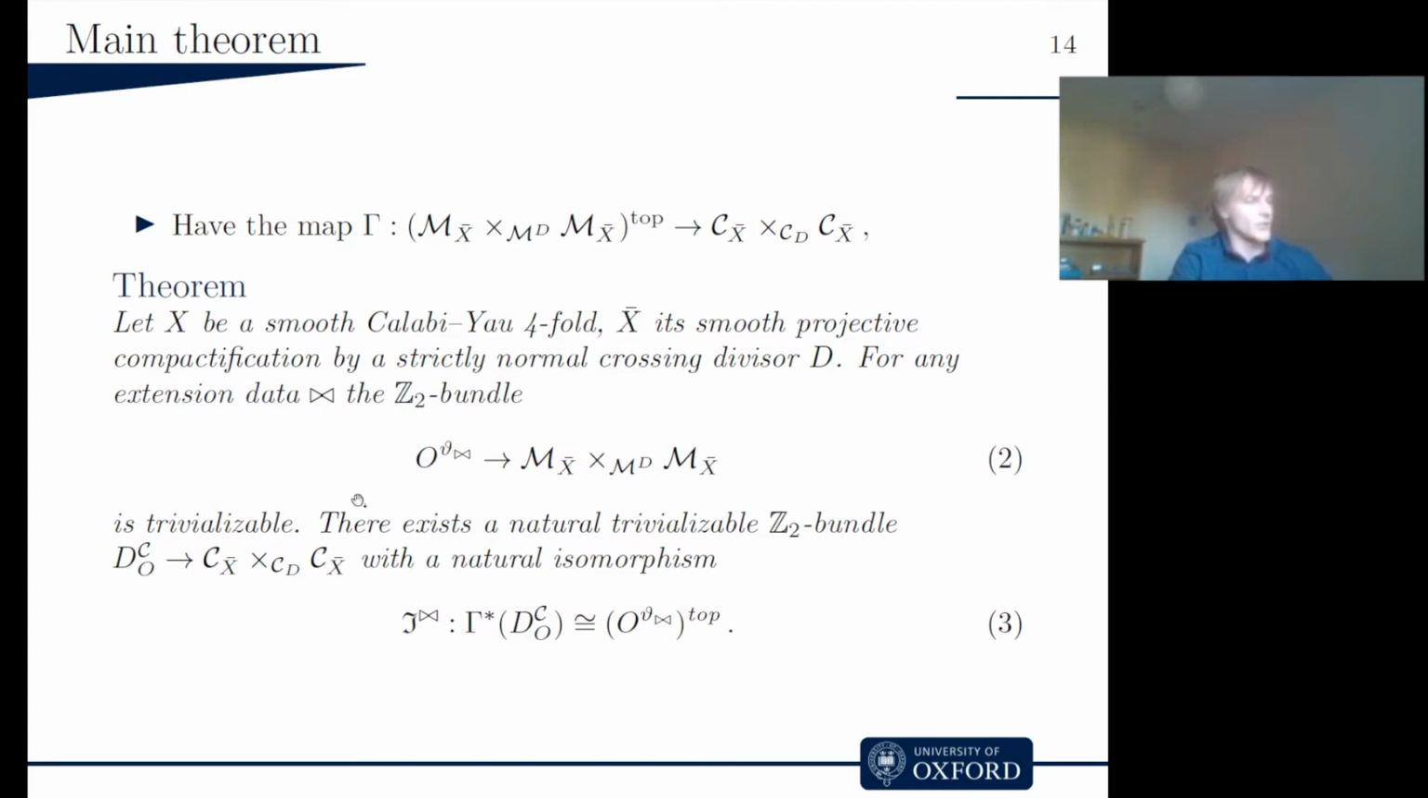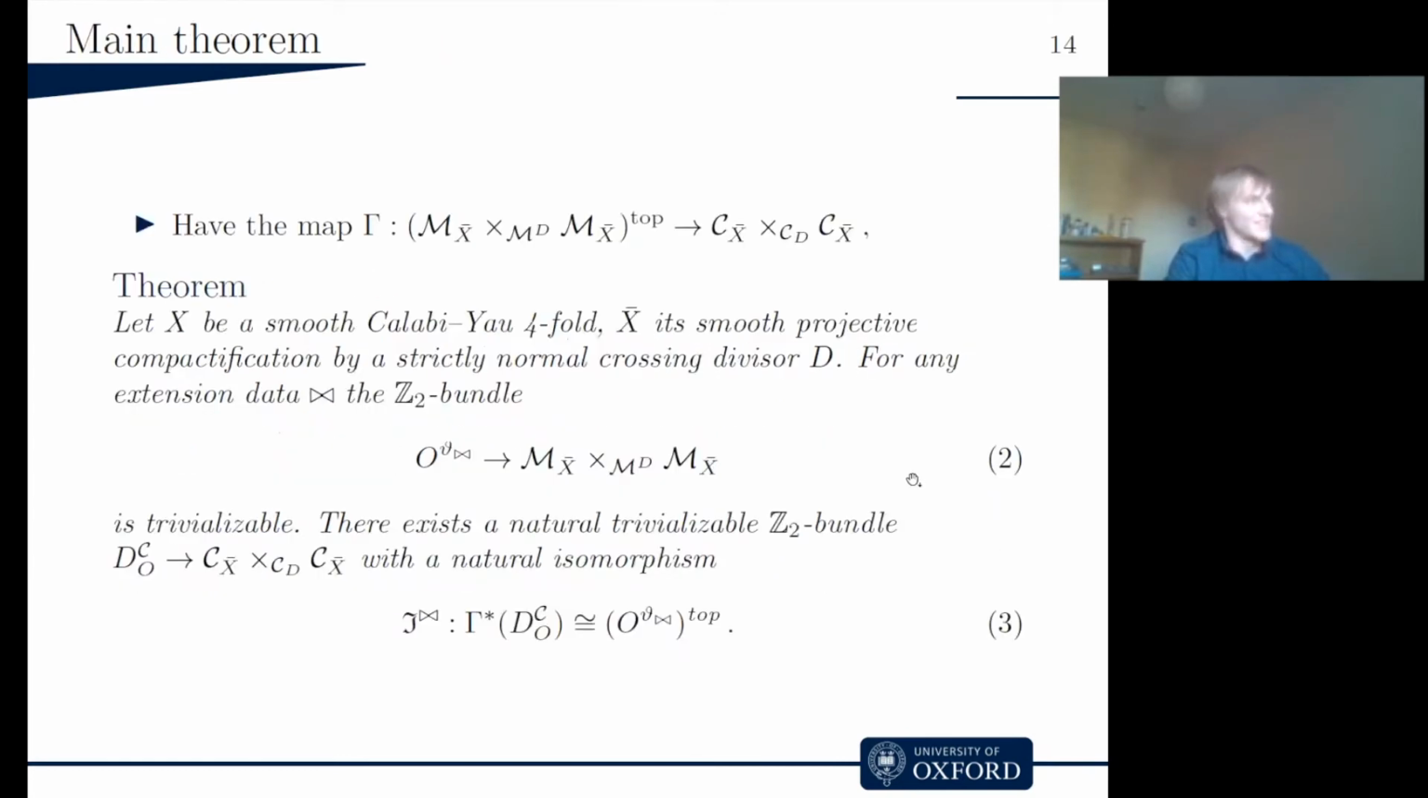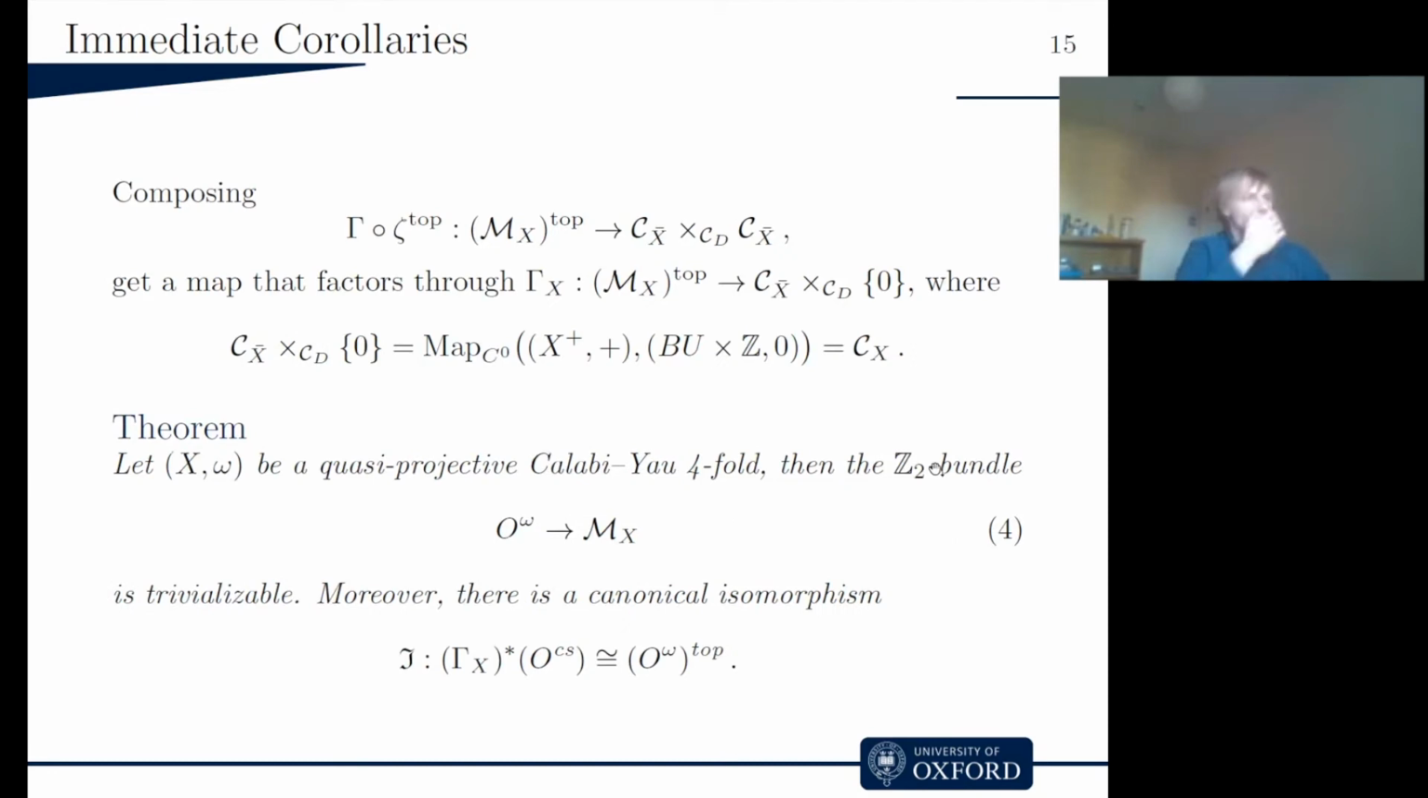And we can say more, and this is the important part: there exists a natural trivializable Z2 bundle on this K-theoretic space such that its pullback is naturally isomorphic to the Z2 bundle that we constructed here. So the consequence of this theorem is everything that we wanted, well, almost everything.